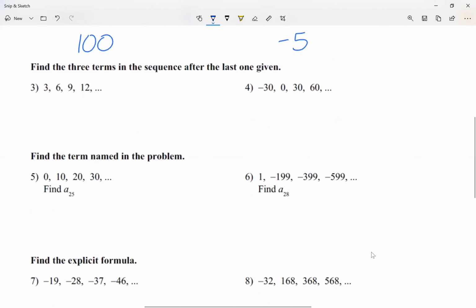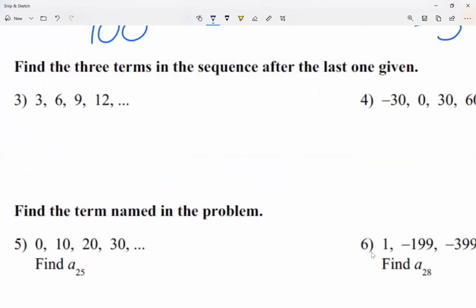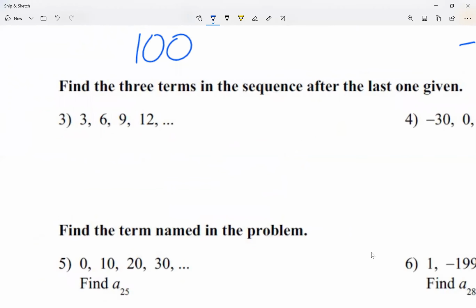Now, let's take a look at questions 3 and 4. Here, I'm asking find the 3 terms in the sequence after the last one given. So I'm adding or subtracting the same thing, but in this case, I want you to give me the next 3 numbers on the list. Let me find the difference first. I'm going to choose a number. In this case, I'm going to choose 6. 6 minus the previous number gives me 3. So it seems like I keep on adding 3 each time.